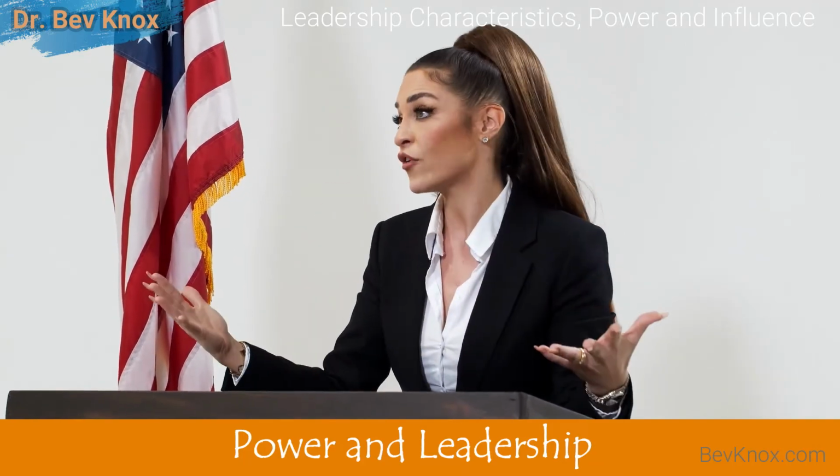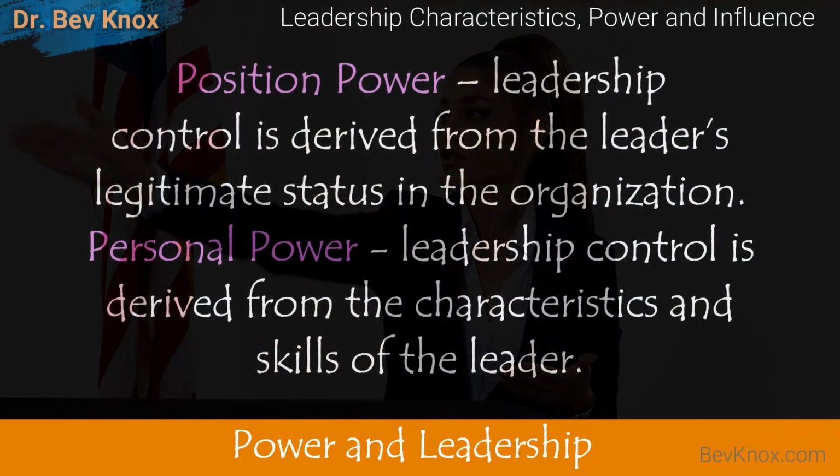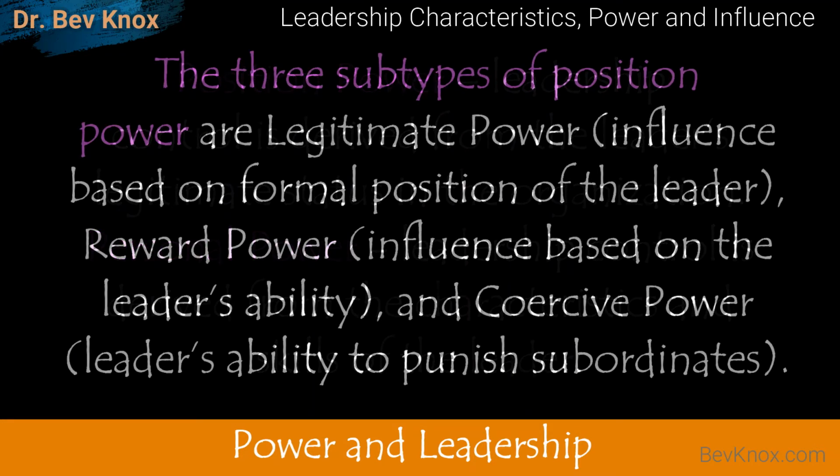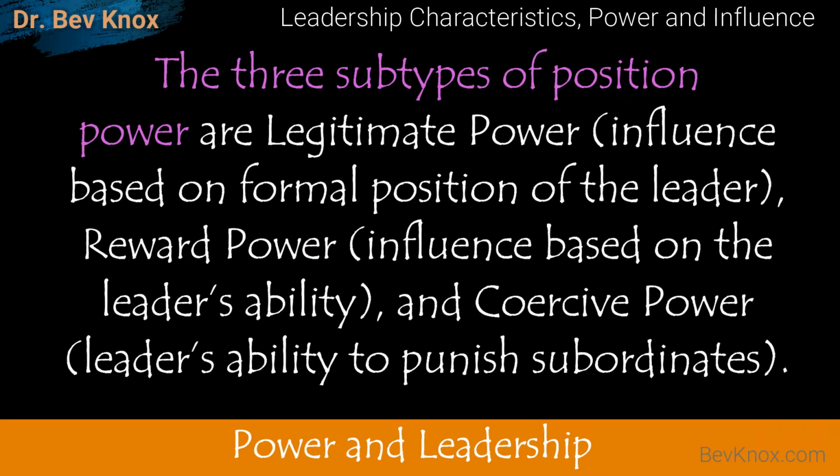Leadership power typically comes from one of two sources. In position power, leadership control is derived from the leader's legitimate status in the organization. In personal power, leadership control is derived from the characteristics and skills of the leader. The three subtypes of position power are legitimate power, influence based on the formal position of the leader; reward power, influence based on the leader's ability to reward; and coercive power, the leader's ability to punish subordinates.